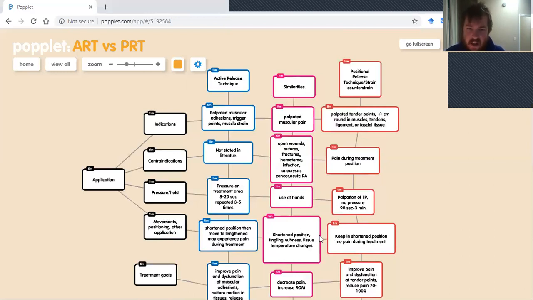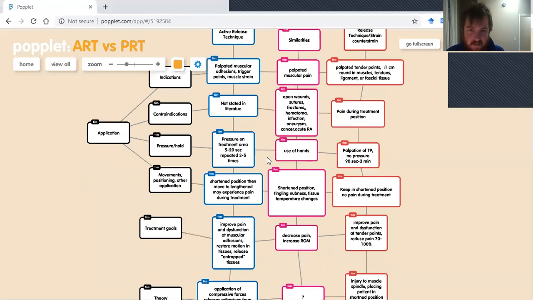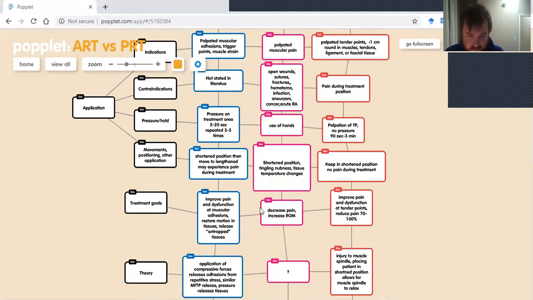Similarities are the shortened position, and also that tingling, numbness, and tissue temperature changes may occur. Once again, this was not found in the literature, but from my own personal experience with ART, some of these things could be happening. One of the things with ART is we're working on releasing tissues other than muscle that might be in adhesions, such as nerves. So maybe some numbness and tingling could be found with ART.